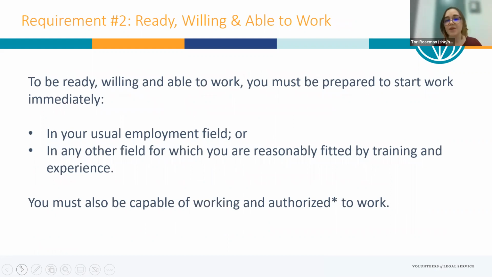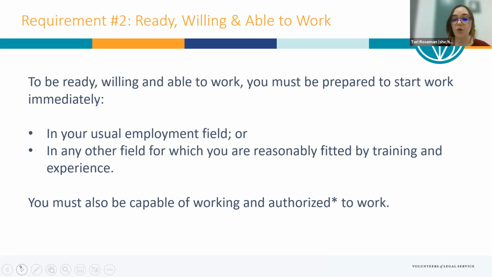This second requirement, being ready, willing, able to work, really just means that the claimant has to be prepared to start a new job immediately. In terms of what sort of new job, and again, the Department of Labor has some additional resources on what sort of jobs claimants should be seeking, because there are time periods that are accounted for. After a certain amount of time, claimants can open up their search to a wider range, but generally speaking, the Department of Labor requires that you are able to start work in your usual employment field or in any other field for which you're reasonably fitted by training and experience.